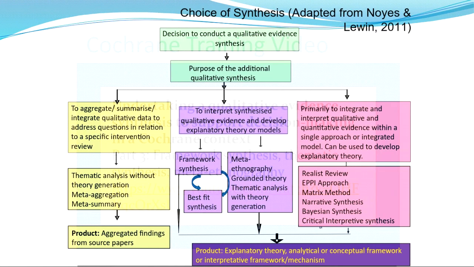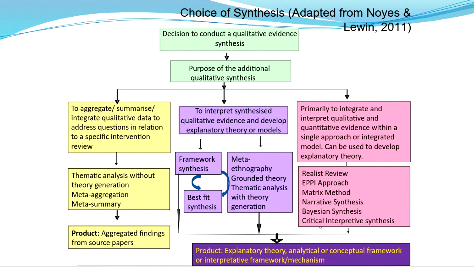The important thing to recognize, however, is that our decision to use different methods, and we saw earlier that there's a bewildering variety of methods, is determined by what we see as being the output or product from the process. So if our purpose is to aggregate, summarize, and integrate qualitative data linked to a specific intervention review, then relatively simple methods like thematic analysis allow us to aggregate findings from source papers.